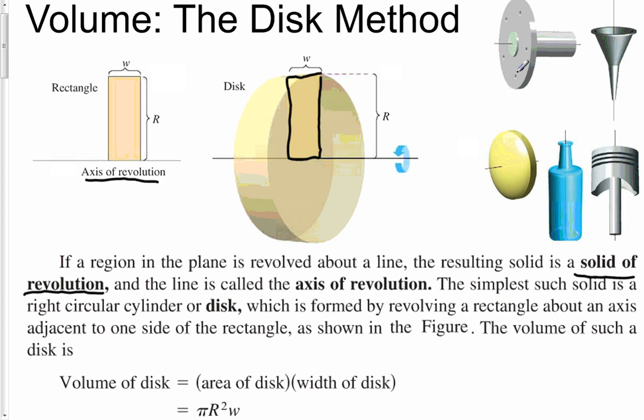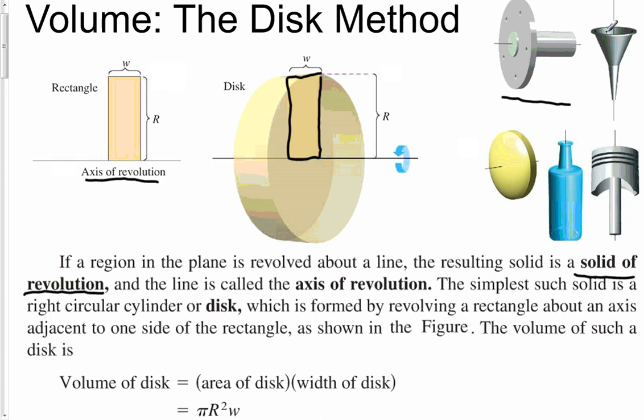Now, a few common solids of revolution. We have the axle of a car here. The axle of a car, if you look at it, is a solid of revolution. This part here is just a disk, and this is just a wider disk. So this thing could be modeled by using a method where we could sum up a bunch of small disks to get the entire volume as an approximation.